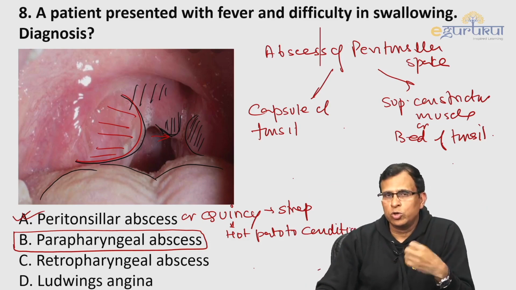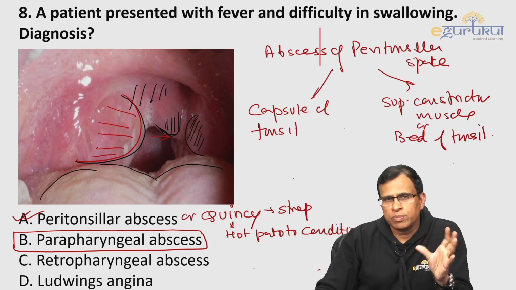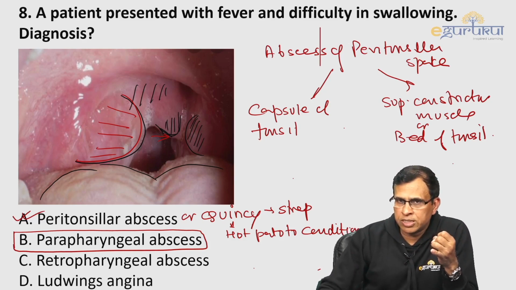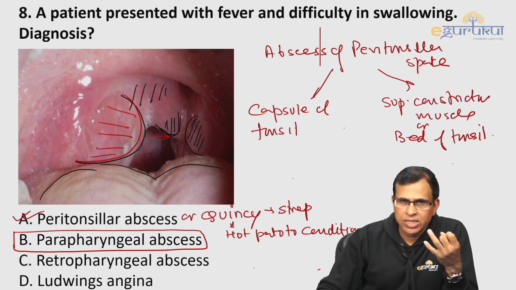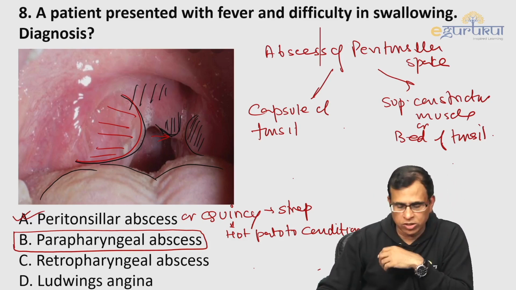Rest of the two I told you, Ludwig's angina and retropharyngeal space, can be ruled out easily. The only problem could be parapharyngeal space abscess. Uvula will not be pushed in parapharyngeal space abscess, tonsil does not get pushed so much, and there should be some swelling or fullness behind the angle of the mandible from outside also.